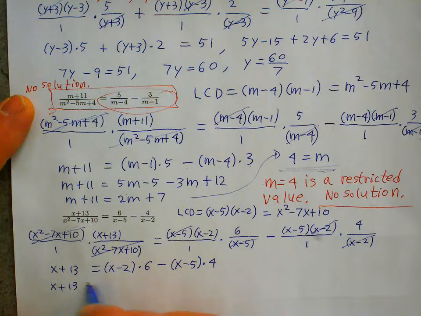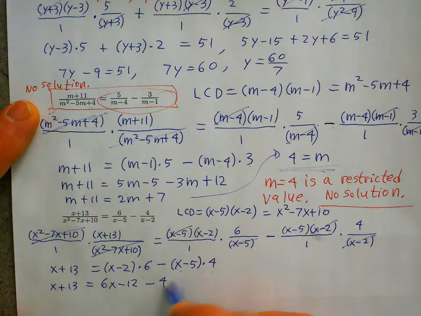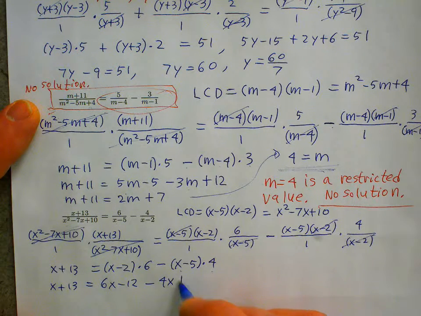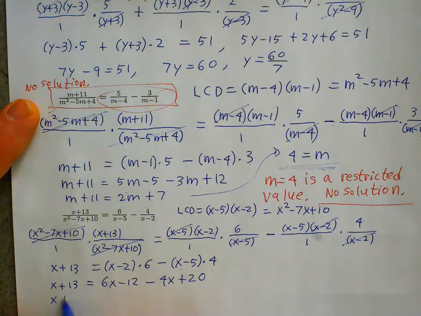Okay, on the right-hand side, x minus 2 times 6 is 6x minus 12. And here we're going to subtract x times 4, or minus 4x. We're also going to subtract negative 5 times 4. When we subtract negative 20, that's equivalent to adding 20. Okay, on the right-hand side, combine like terms. 6x minus 4x is 2x. Minus 12 plus 20 is plus 8.